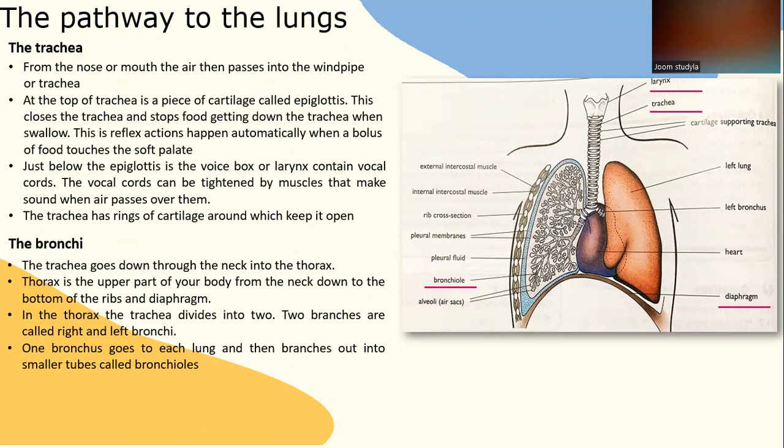Next, the bronchi. Where are the bronchi? If you can see here, this is this part. The trachea goes down through the neck into the thorax. The thorax is the upper part of your body, from the neck down to the bottom of the ribs and the diaphragm. In the thorax, the trachea divides into two. The two branches are called the right and left bronchi. One bronchus goes to each lung and then branches out into smaller tubes called bronchioles.